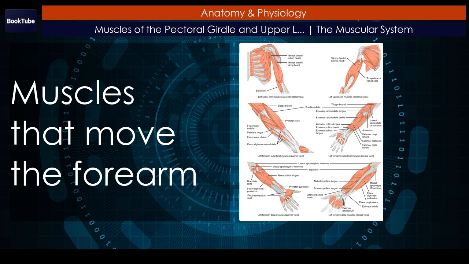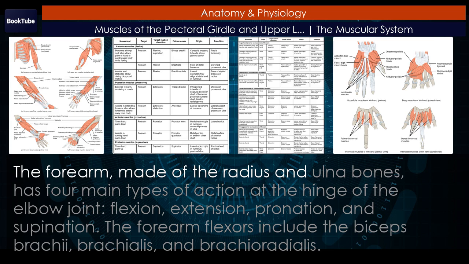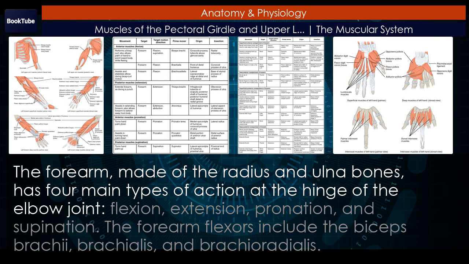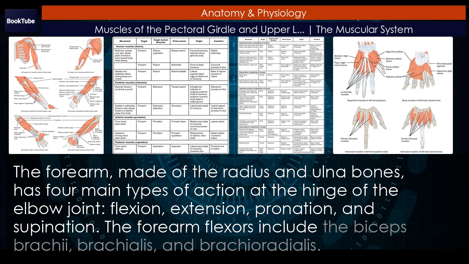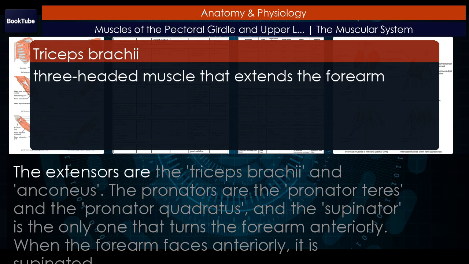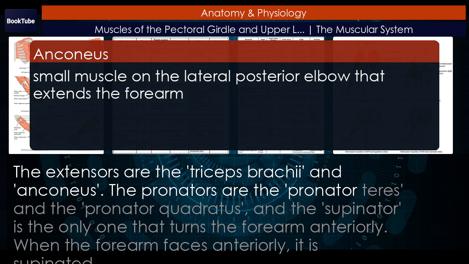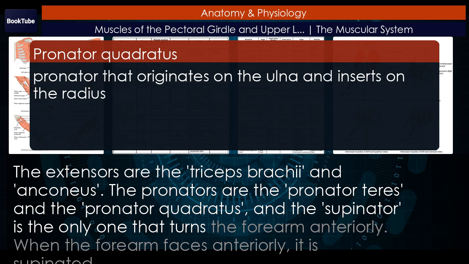Muscles that move the forearm. The forearm, made of the radius and ulna bones, has 4 main types of action at the hinge of the elbow joint: flexion, extension, pronation, and supination. The forearm flexors include the biceps brachii, brachialis, and brachioradialis. The extensors are the triceps brachii and anconeus. The pronators are the pronator teres and the pronator quadratus. And the supinator is the only one that turns the forearm anteriorly.